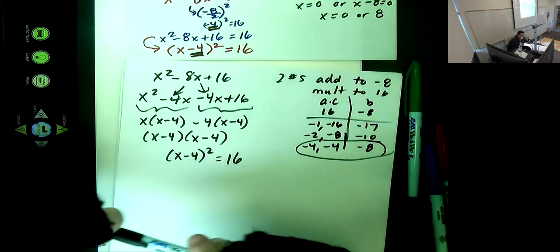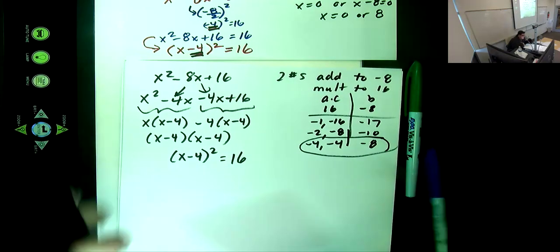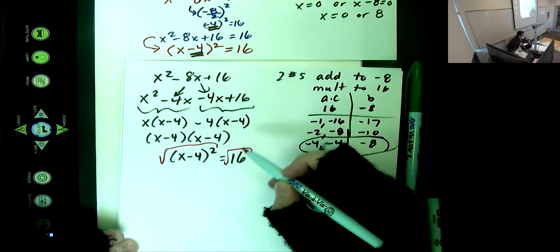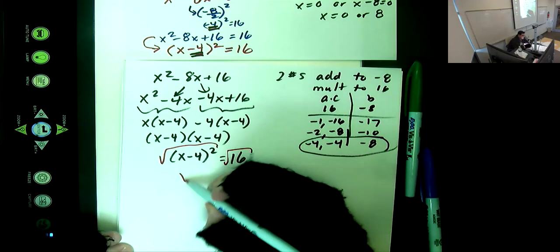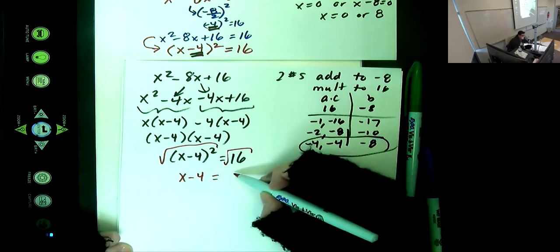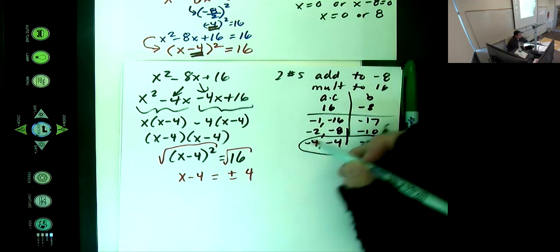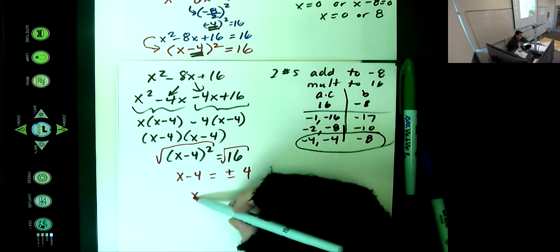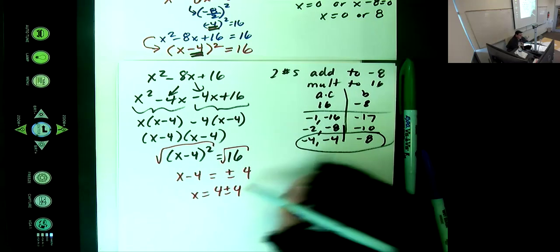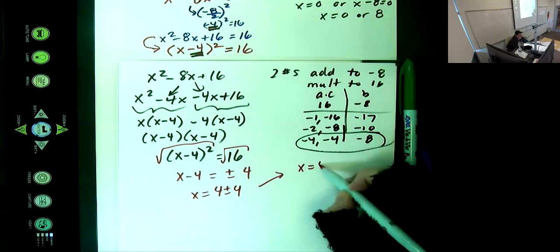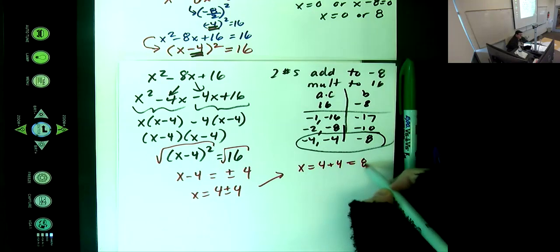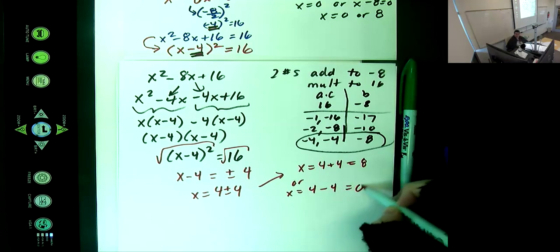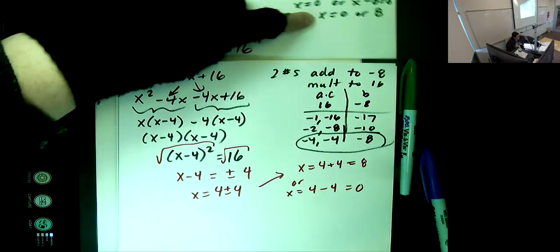Then we do our extracting roots. We take the square roots. Are we a little bit better now, James? Mm-hmm. We get x minus 4 equals plus or minus 4. And we add 4 to both sides, we get x equals 4 plus or minus 4, which is x equals 4 plus 4, which is 8, or x equals 4 minus 4, which is 0. And that's what we saw by just doing factoring.